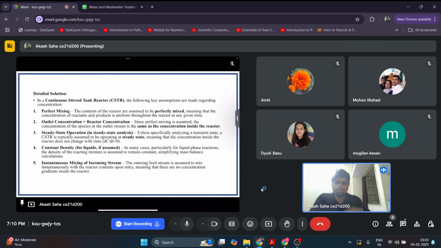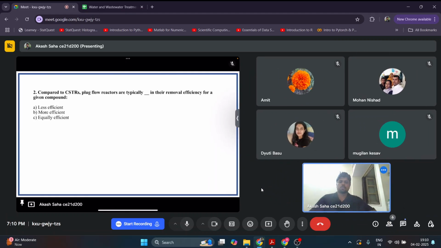Okay, we'll move forward. The next question says, compared to CSTRs, plug flow reactors are typically dash in their removal efficiency for a given compound. So we have to compare a plug flow reactor and a CSTR, whether it's less efficient, more efficient, or equally efficient. So what do you think?